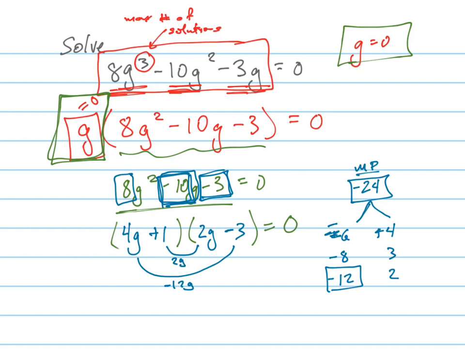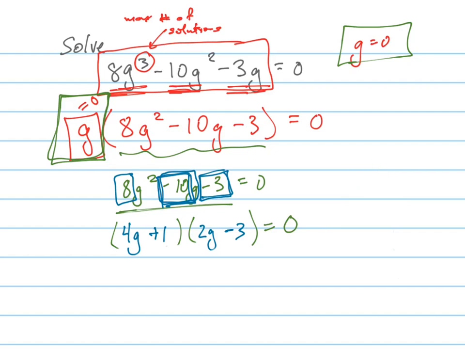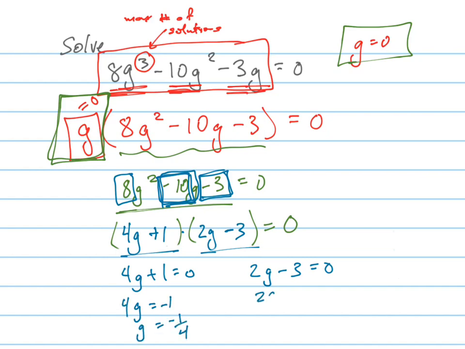So there's my answer. Okay, well, it's not really my answer, it's just part of my answer, helping me find the answer, because now I have to solve this equation. Well, now I can set each one of these equal to 0, zero product property, so 4g plus 1 equals 0, or 2g minus 3 equals 0. This means that 4g equals negative 1, which means g equals negative 1/4. And this means 2g equals 3, which means g equals 3 halves. So my three answers are g equals 0, g equals negative 1/4, and g equals 3 halves.